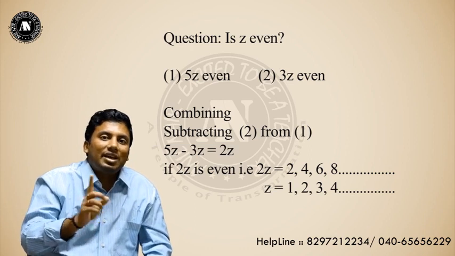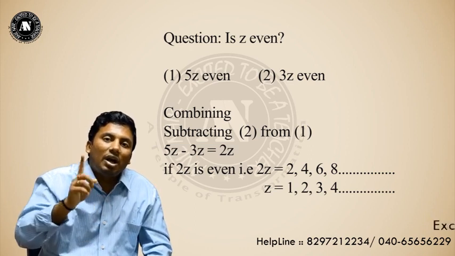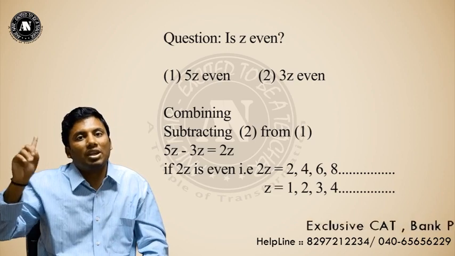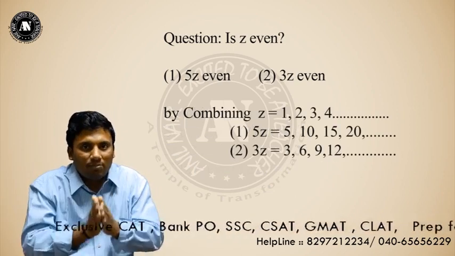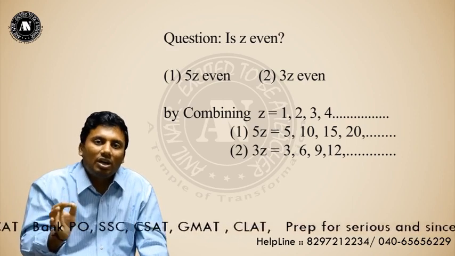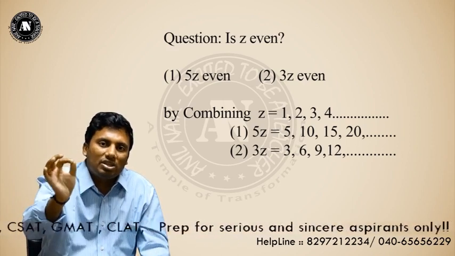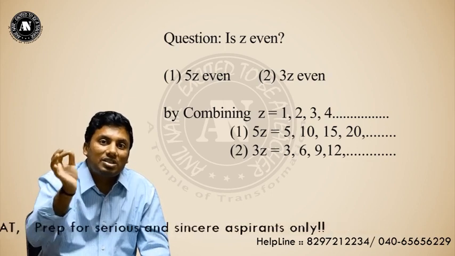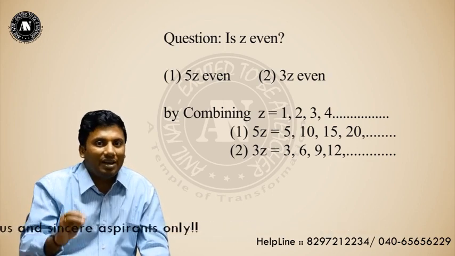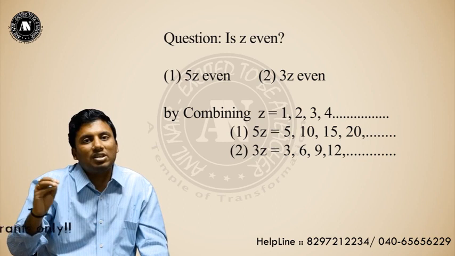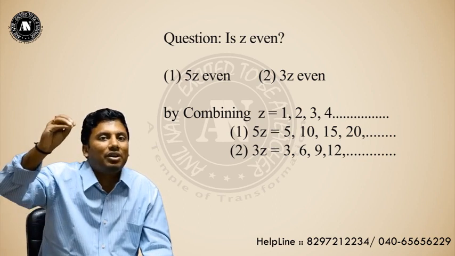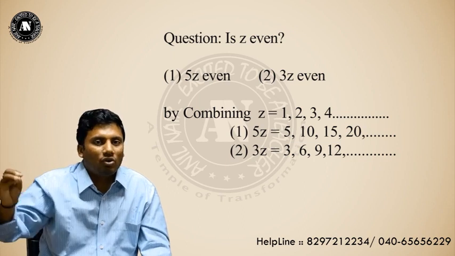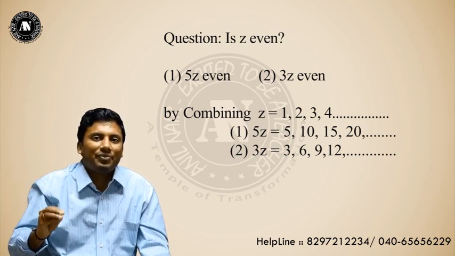Again you might say that statements 1 and 2 combined are also giving more than one answer. Please remember, when you are combining both the statements, the answer you got after combining should satisfy the statements on which you combined. That means you got Z equivalent to 1, 2, 3, 4. For Z equal to 1, does it make 5 into 1 even? No, that means 1 cannot be taken.